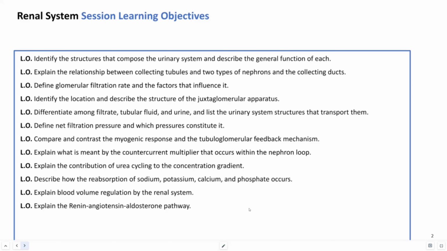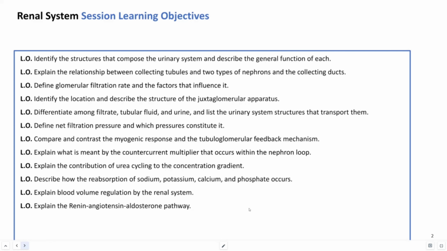Define glomerular filtration rate and the factors that influence it. Identify the location and describe the structure of the JG apparatus, the juxtaglomerular apparatus. Differentiate among filtrate, tubular fluid, and urine, and list the urinary system structures that transport them. Define net filtration pressure and which pressures constitute it.